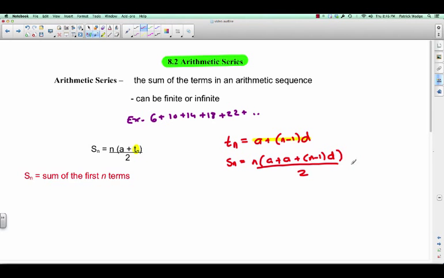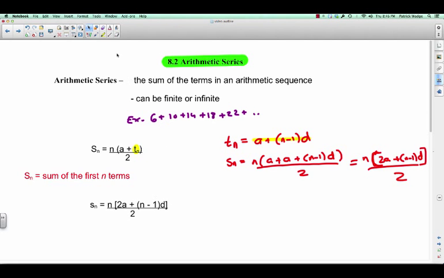Now what we can do is we can simplify that. If we simplify that, the n's still there. Here's the one bit we can simplify. a plus a is 2a plus (n minus 1) d, over 2. And what I tend to do is put square brackets around it, all over 2. Okay, just so you know how I got this second formula, here it is.